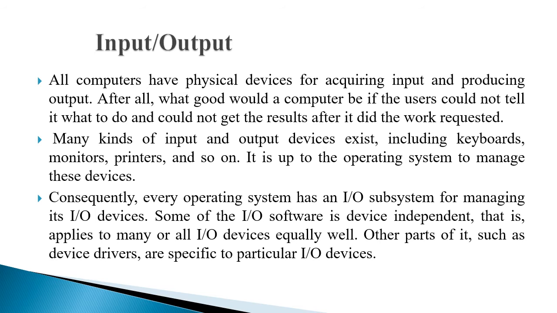We now go to input and output. All computers have physical devices for acquiring input and producing output. What we mean by physical devices for acquiring input, for example, is the keyboard. The external keyboard, for example, we connect it first to the computer, and then we start entering the information, or rather typing. That process of typing information into the computer or getting something from a flash drive into the computer is called inputting information into the computer.